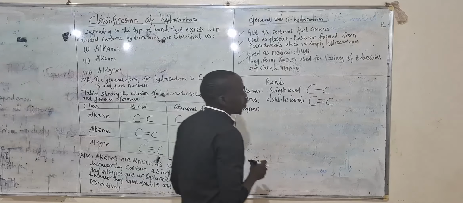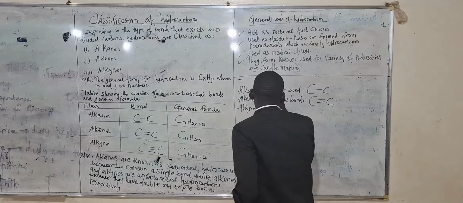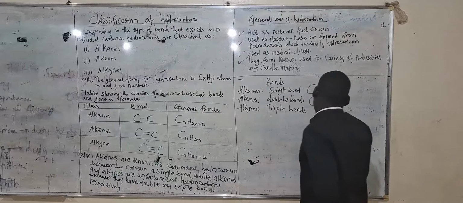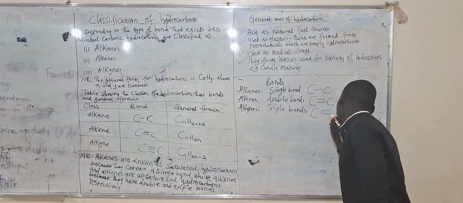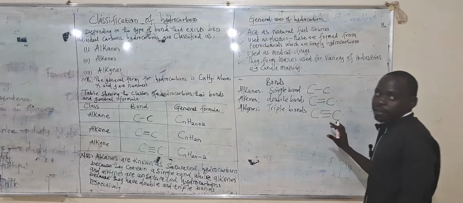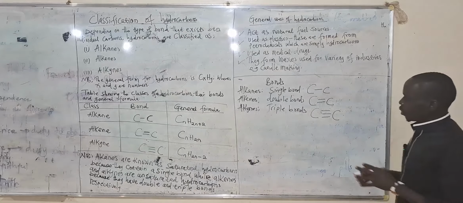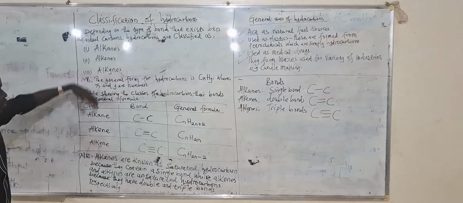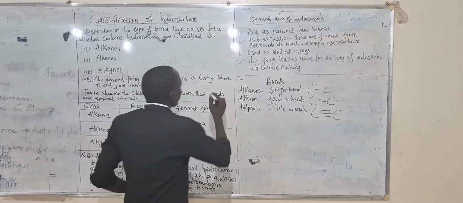Now in alkynes we have triple bonds. A triple bond is simply where we have two carbon atoms with three bonds in between them. Because of that, these hydrocarbons, with their three classes, also have what we call the general formula.